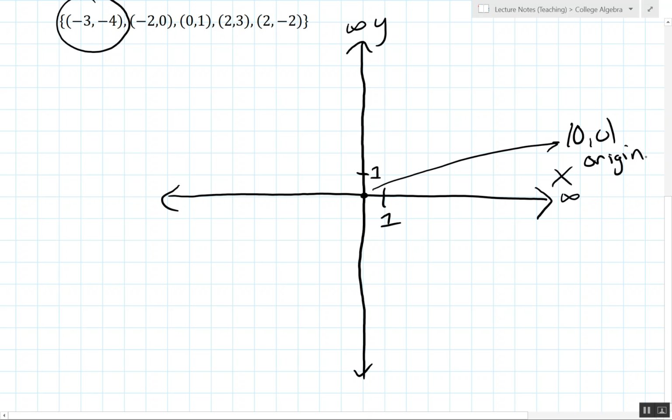And basically, you want to think about ordered pairs as how far you're traveling in which direction. So the first coordinate here is -3. That means I am going to go 3 in the negative direction. So we're going to start here.